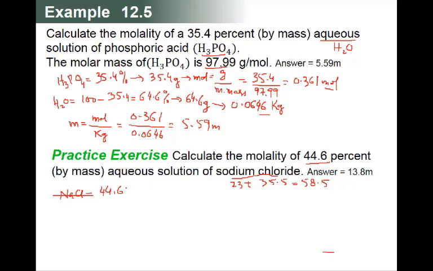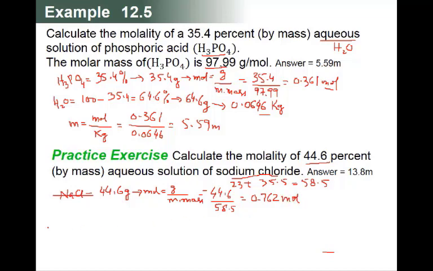44.6. The percentage is equal to gram, so I directly write gram, and this gram changes to mole, is equal to gram divided by molar mass. From the periodic table we calculated. So gram is 44.6 and molar mass is 58.5, is equal to 0.762, that is the mole of sodium chloride.